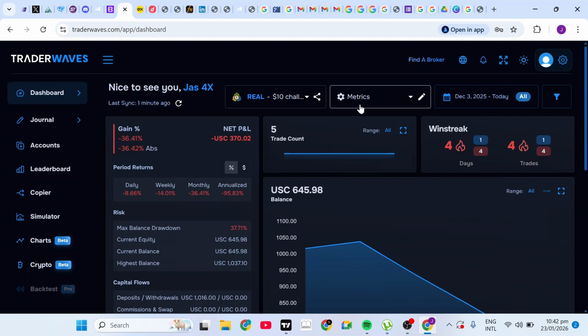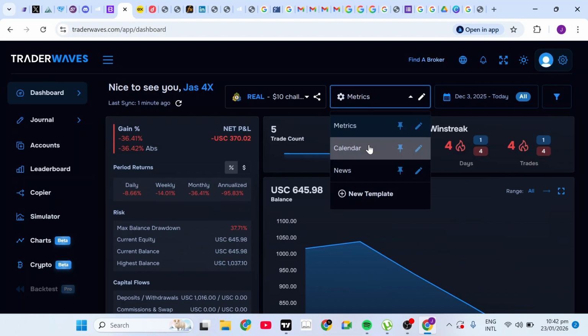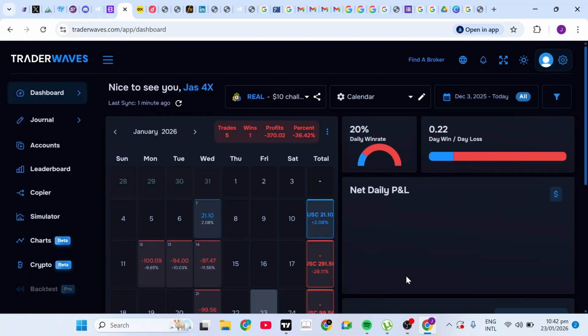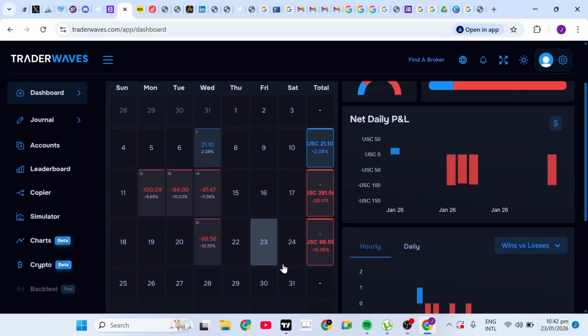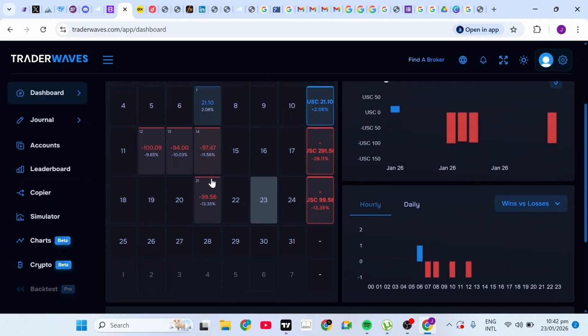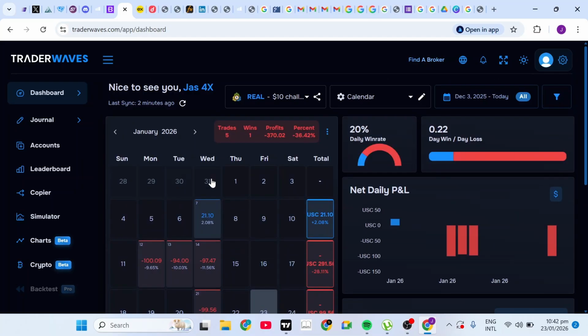And if you change this to the calendar view, this is this week's performance. So you can see only one trade taken, minus 99.56. This is the loss we took. Last week we took 3 trades, this week 1 trade, and in the first week we took just 1 trade. So this is everything for the account.